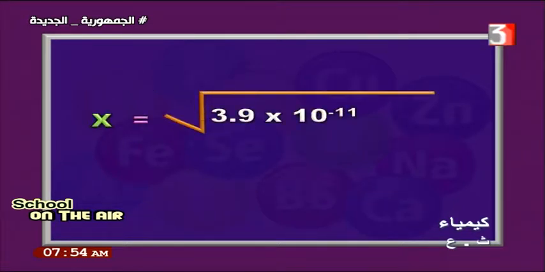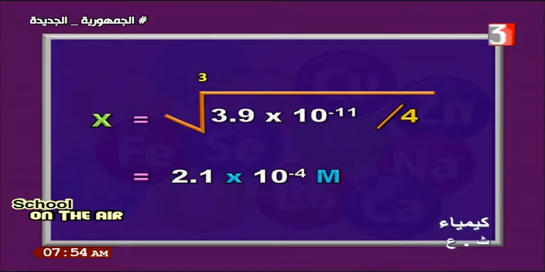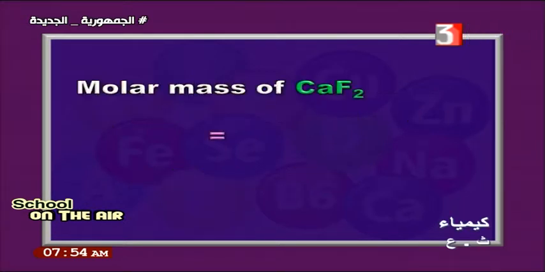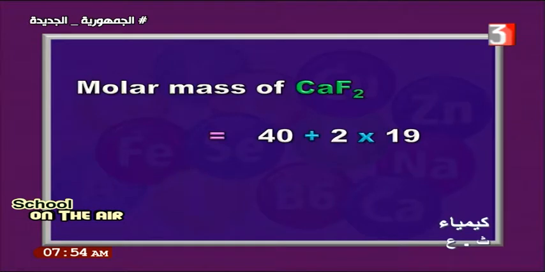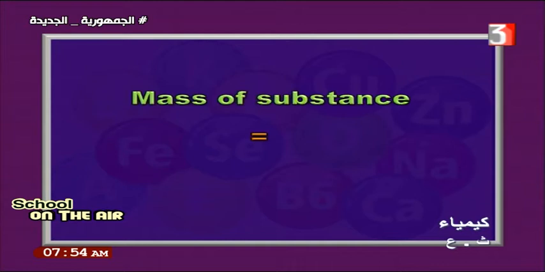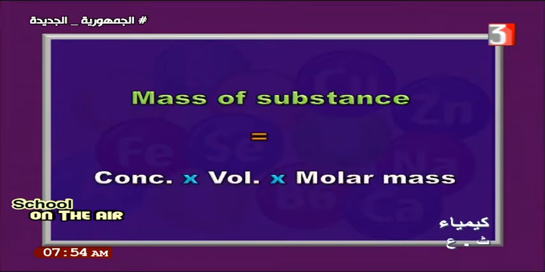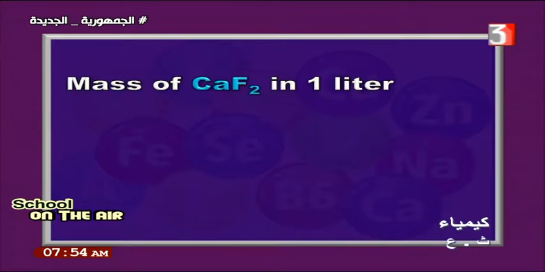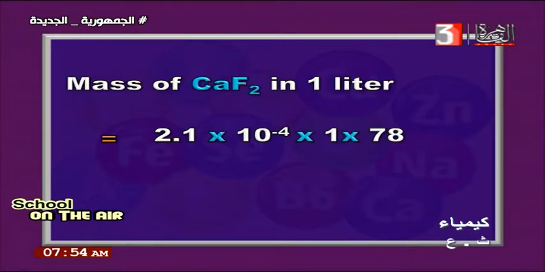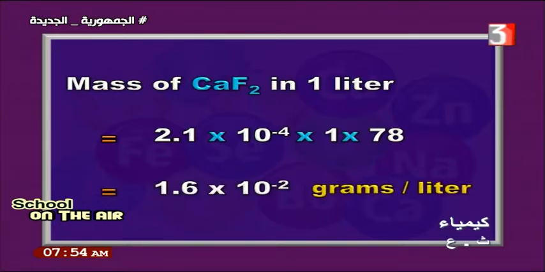Then X equals the cube root of this value. So we can get here the value of solubility degree, 2.1 times 10 to the power negative 4 molar, mole per liter. So we get the molar mass of calcium fluoride, 40 plus 2 times 19, equals 78 grams. So the mass in grams equals concentration times volume times molar mass. So the mass of calcium fluoride in 1 liter is 2.1 times 10 to the power negative 4 times 1 times 78, so equals 1.6 times 10 to the power negative 2 gram per liter.